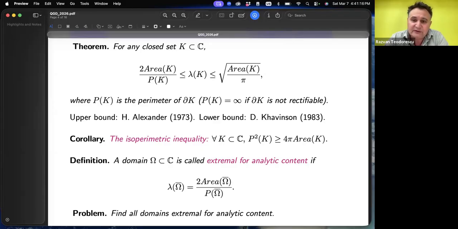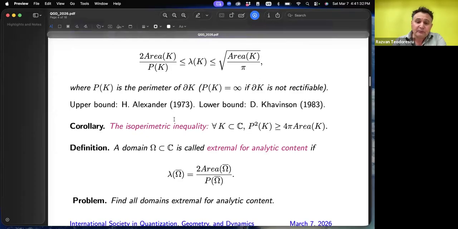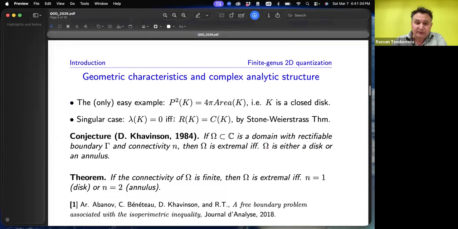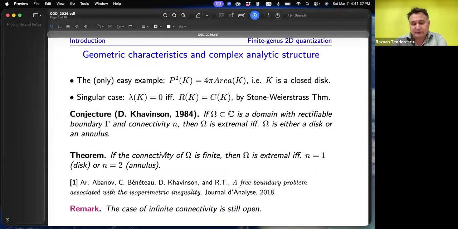We take infinity if the boundary is not rectifiable from the lower bound, and from the upper bound, the square root of the area, basically. And an immediate application of this set of inequalities is the well-known isoperimetric inequality relating area and perimeter. So to solve this problem, again, it took a considerable effort, and eventually it was achieved in this reference number 1 here. The article appeared about 7 years ago.